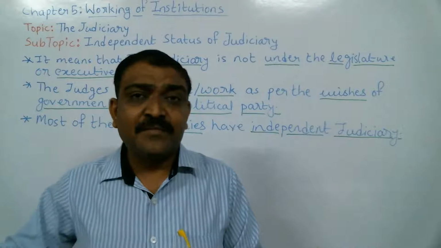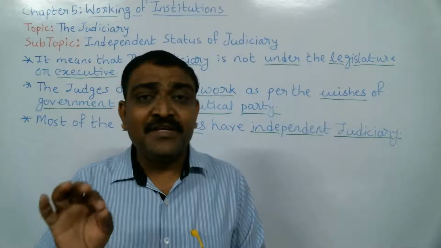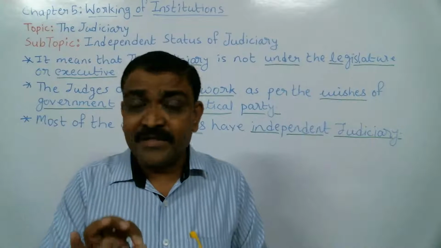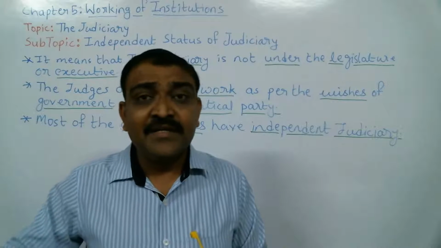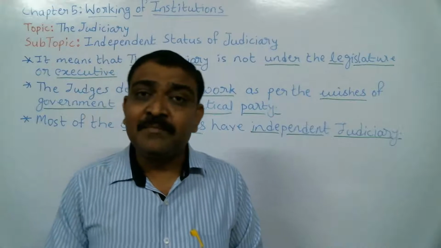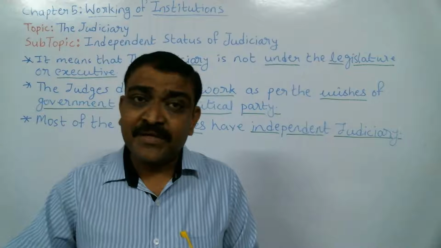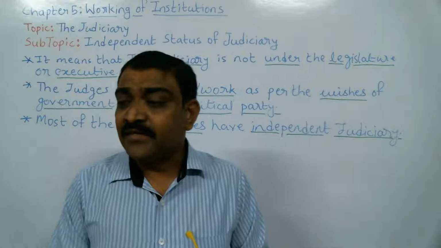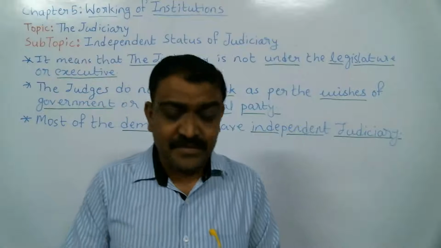So what system is adopted? The system that was adopted is that the appointment is done by the president, but the president is not directly electing the judges. The recommendation is done by the prime minister. Who will give the recommendation? The prime minister. And the prime minister has to give the recommendation in consultation with the Chief Justice of the Supreme Court of India.